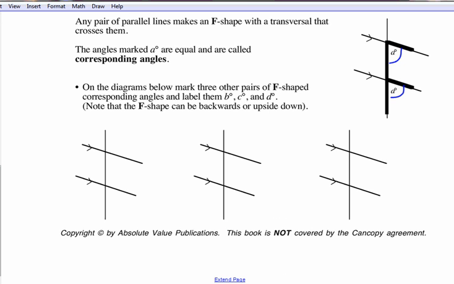I'll start with the most obvious F shape, probably this one. The F shapes don't have to be exactly an F. It could be a backwards F, right? We want two parallel lines and the transversal cutting them. We could even go upside down. The transversal can go left or right, it really doesn't matter. So let's use these two: transversal, parallel line. That's that kind of F shape.